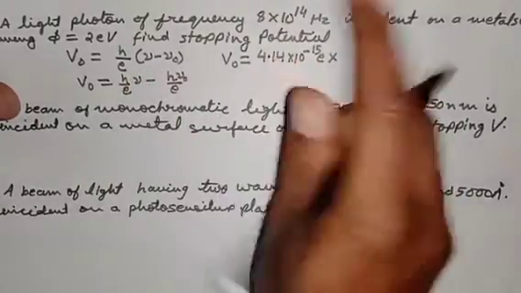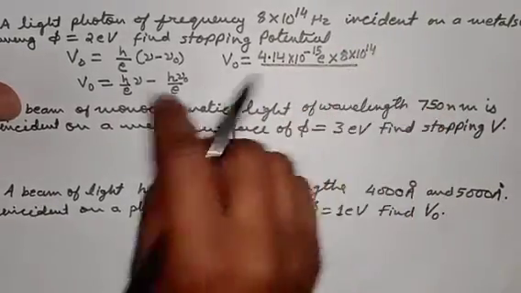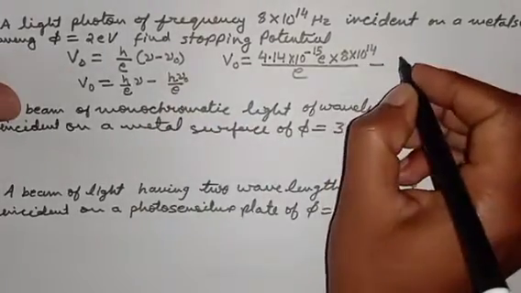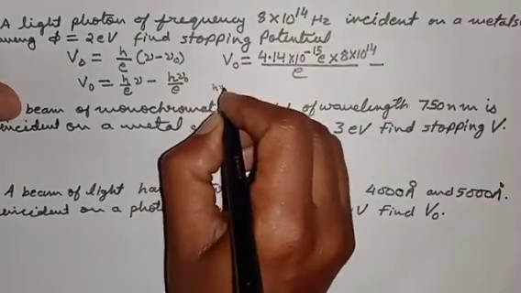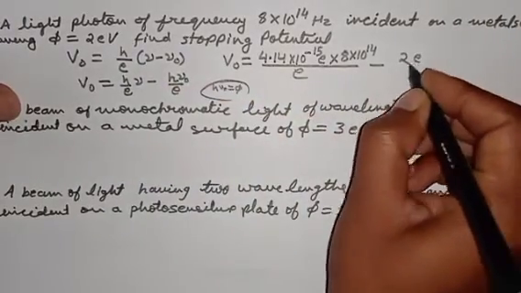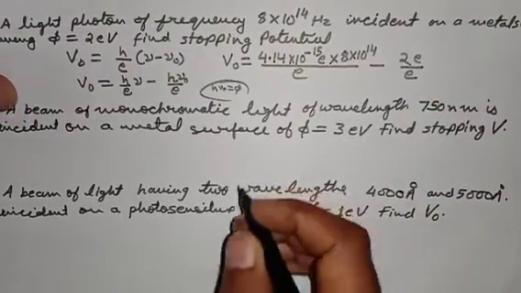Now nu is 8 into 10 to the power 14, and V naught equals (h nu minus h nu naught) upon e. This h nu naught is phi, which we know, and its value is 2 electron volt. I am writing e as a number, and in the denominator there is another e. So that's all.